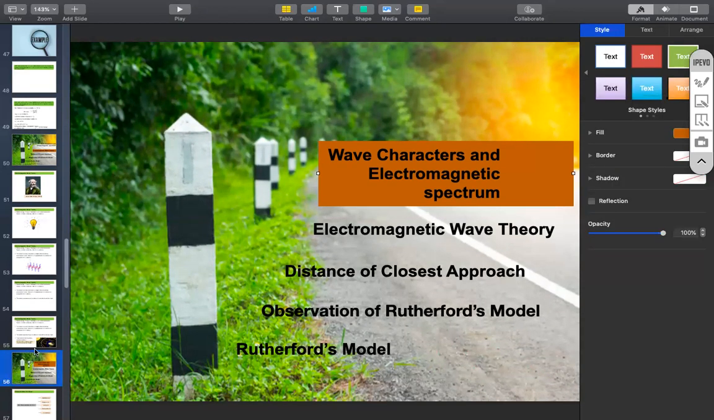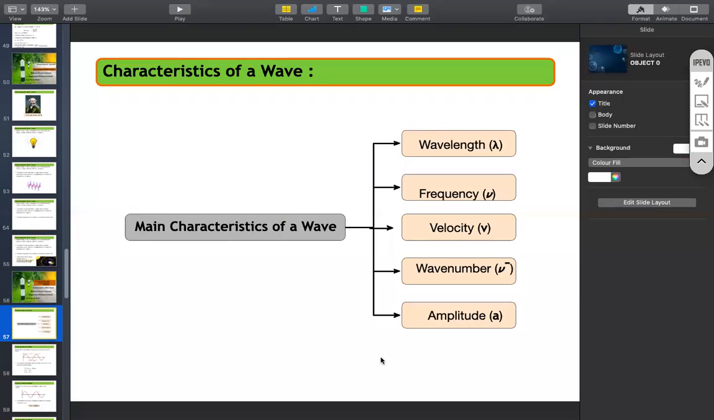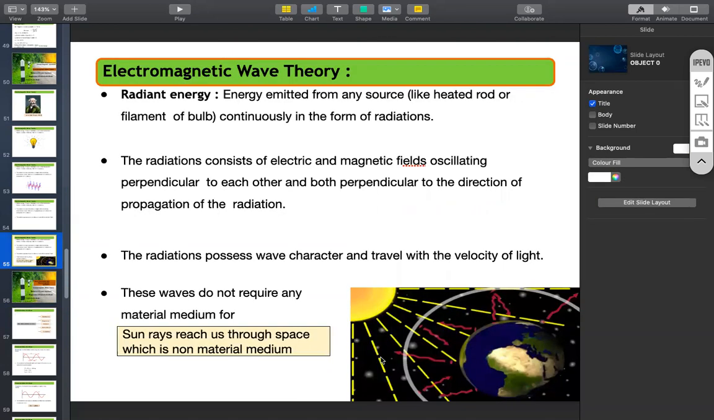What is the first property? It has five important characteristics. These are the main important characteristics of wave. Arthur, you have not copied the previous slide. Going very slow, write fast.